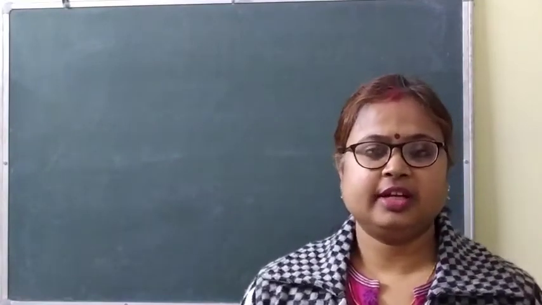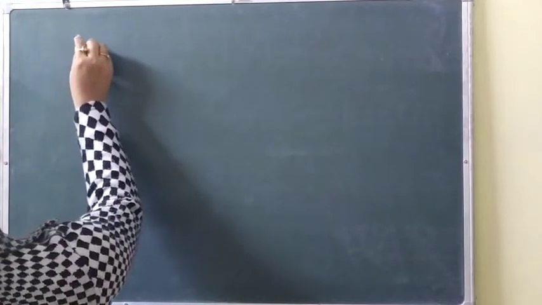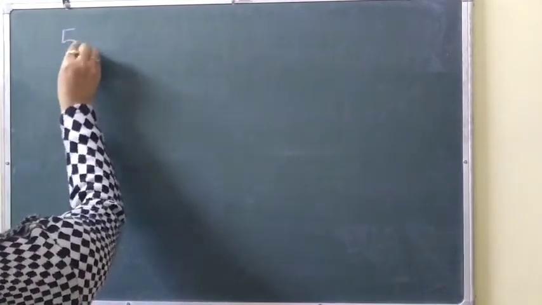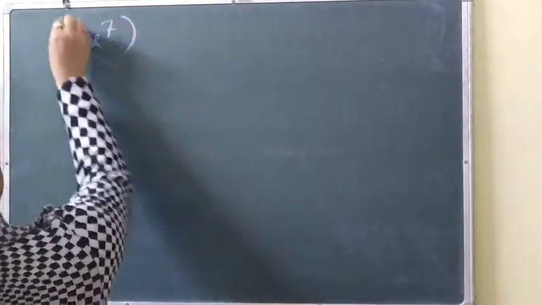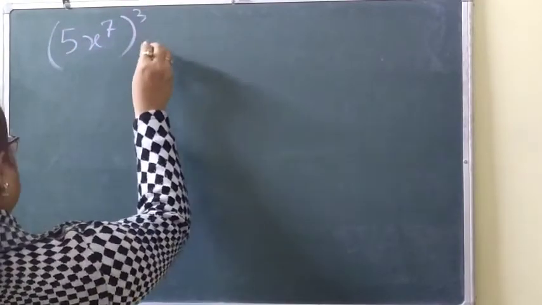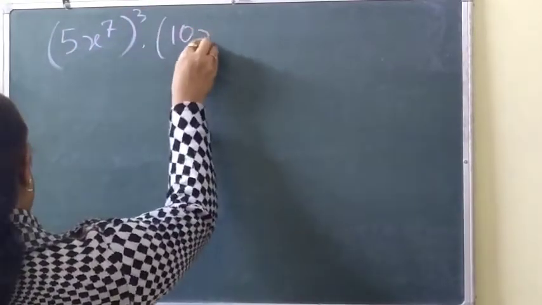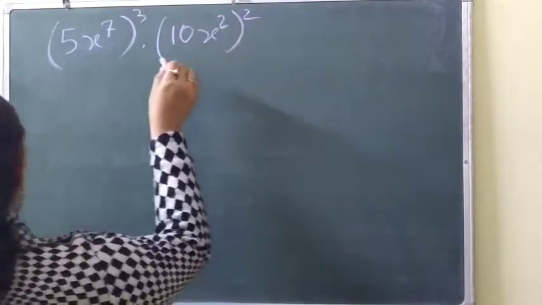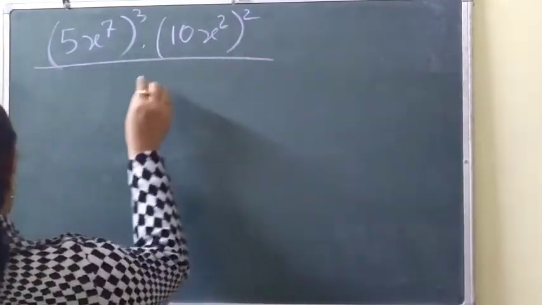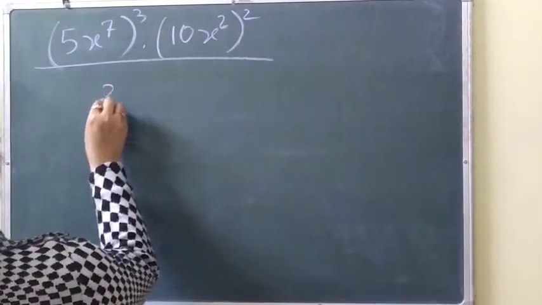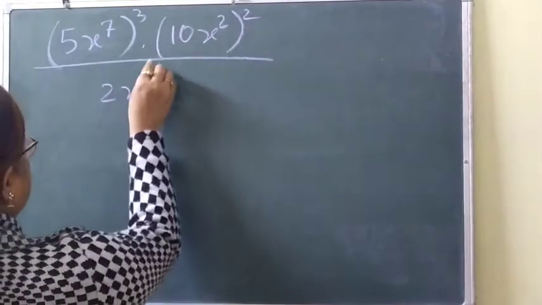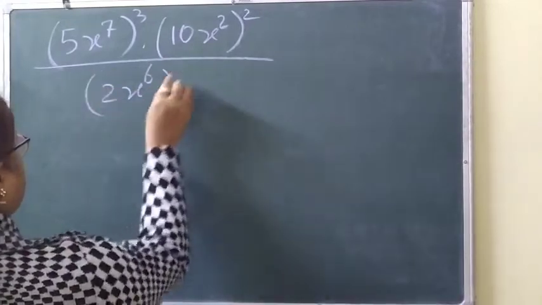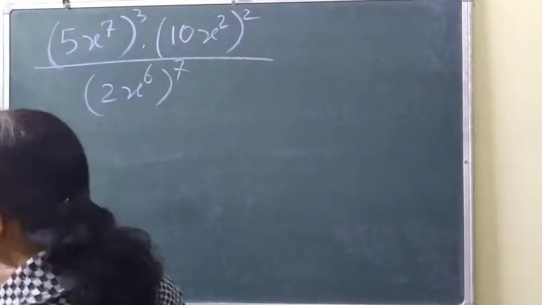Now let's do the next question. The question is 5x to the power 7, to the power 3, dot 10x to the power 2, and then 2 here, power. Clear? And this is divided by 2 to the power x, 2x to the power 6, and then 7. Okay, this is the question.